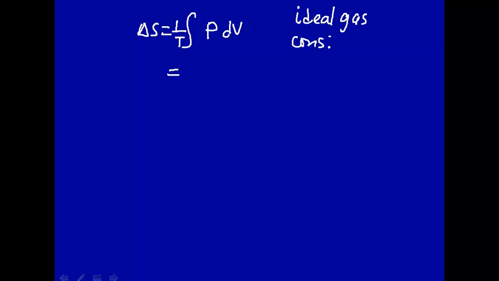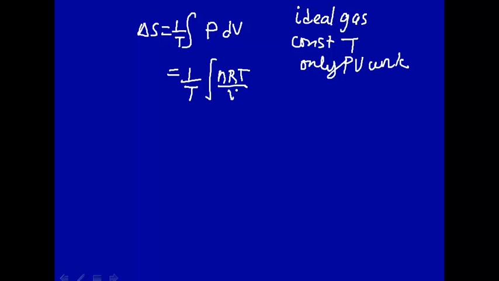Constant temperature and only PV work. That's how we got to this equation: 1 over T, the integral. Since it's an ideal gas, we know how pressure depends on volume. Pressure is just equal to nRT over V dV.